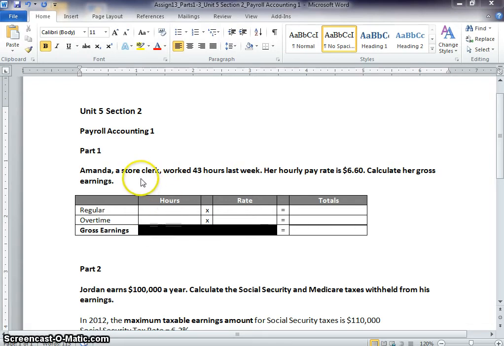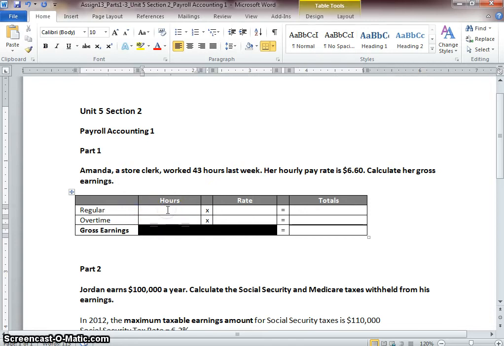And in Part 1, you are to calculate the gross pay for Amanda, who is a store clerk. So this one's actually pretty easy, and I put together a table for you. First, you're going to look at her regular hours worked that week, and if you've been reading the text, which I know all of you have been, regular hours is considered 40 hours a week, and then anytime over 40 hours is considered overtime. So keep that in mind as you're doing your calculations.